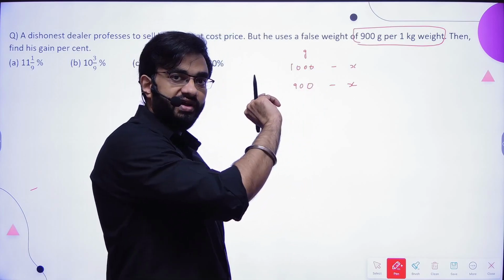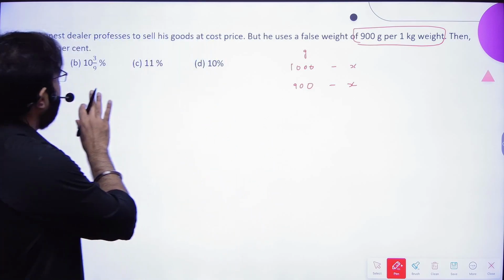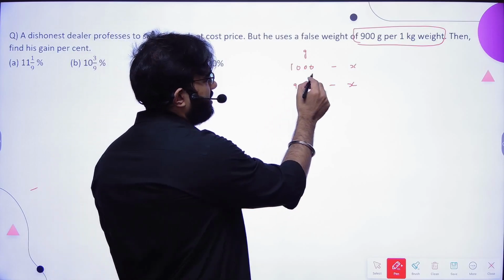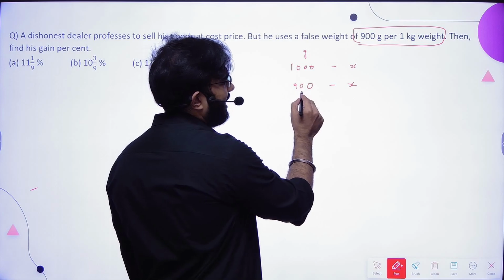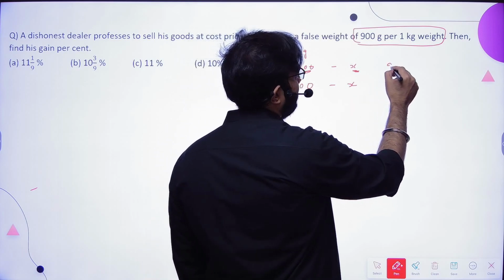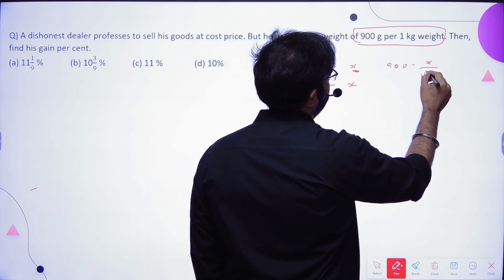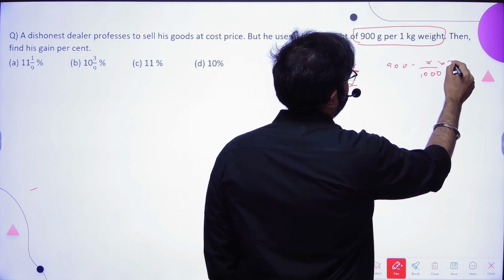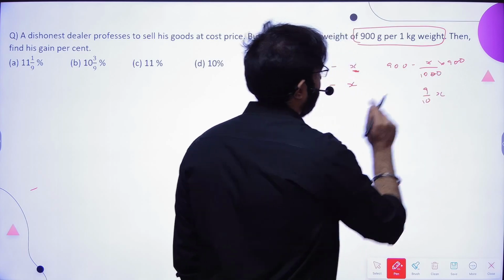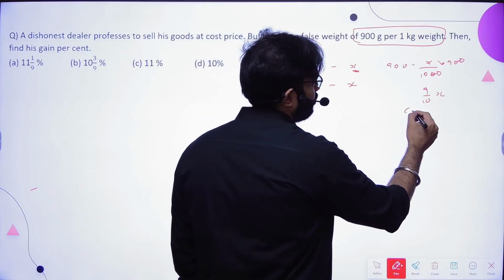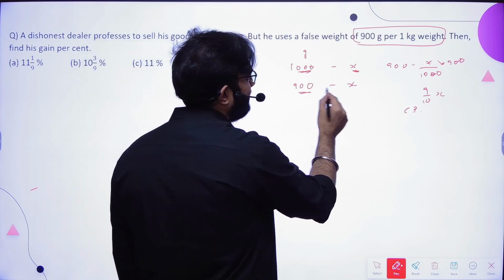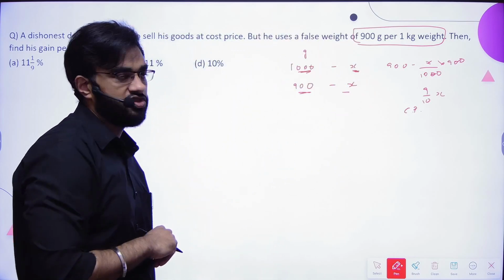Now, in the earlier question we discussed, in order to calculate the gain percent or any kind of percent, we have to make the quantities equal. So here 1,000 grams, the cost price was X. So 900 grams, he purchased, or it was for him 9 by 10 into X. So this is the actual cost price at which he purchased 900 grams, but he is selling 900 grams at the price of 1,000 grams for which he purchased.